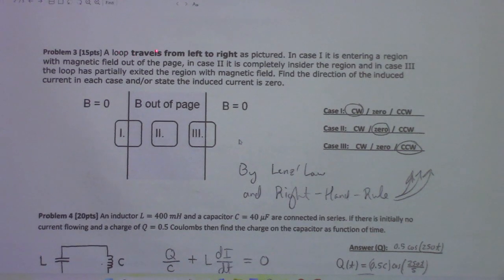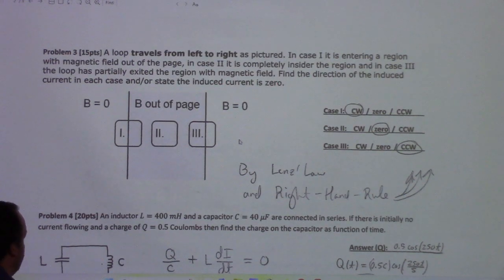A loop travels from left to right as pictured. In case 1, it's entering the region with a magnetic field out of the page. In case 2, it's completely inside the region. In case 3, the loop has partially exited the region with a magnetic field. Find the direction of the induced current in each case and/or state the induced current is 0.